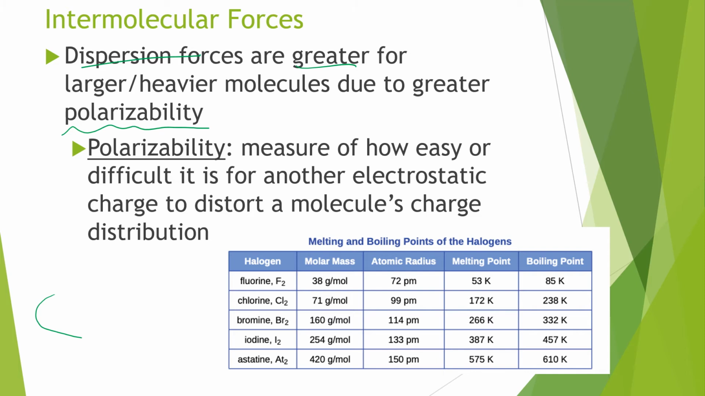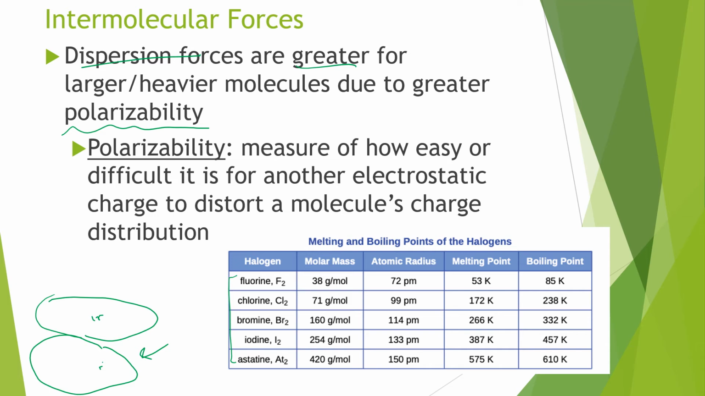So if this molecule is evenly distributed right now, with the electrons zooming around, at some point it's possible for them to get slightly distorted. And at that point, it would have a dipole. The larger something is, the easier it is to distort, because it has larger electron clouds and they're further away from the nucleus. And we see that if we look at our halogens.